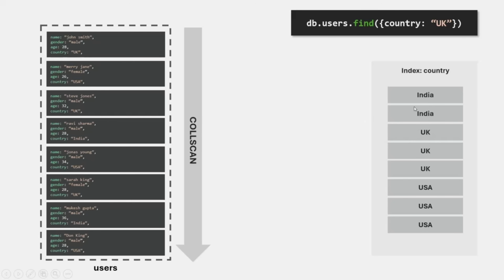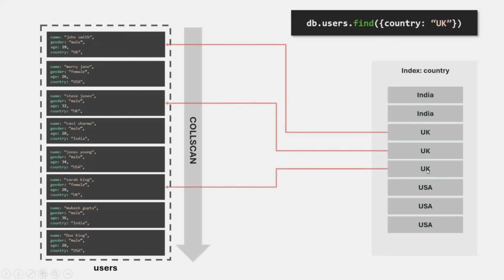So now when we query this users collection using this country field, since we have an index set on this country field, instead of going directly to the users collection, MongoDB will go to this index. And since the pointers in this index are sorted in ascending order, MongoDB will directly come to this place where it starts with UK, and from here it checks which documents these pointers are pointing to. In this case, these pointers are pointing to these three documents in the collection.